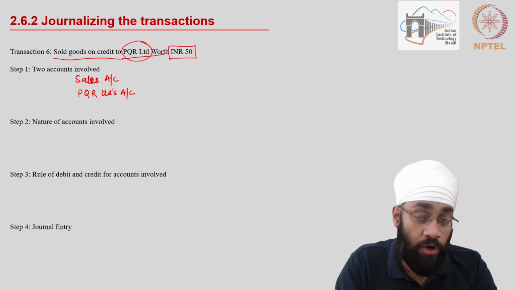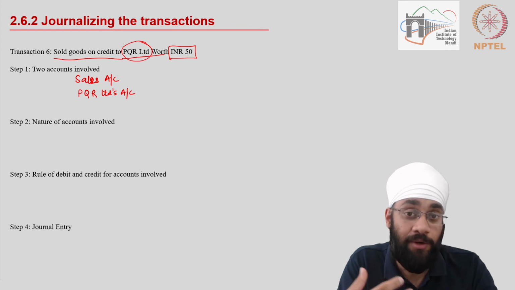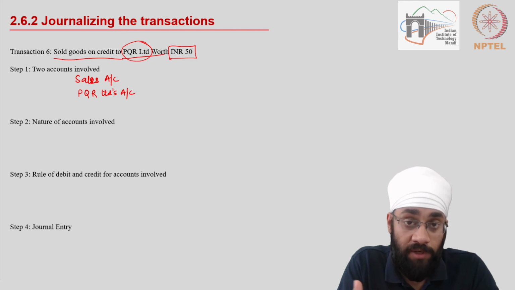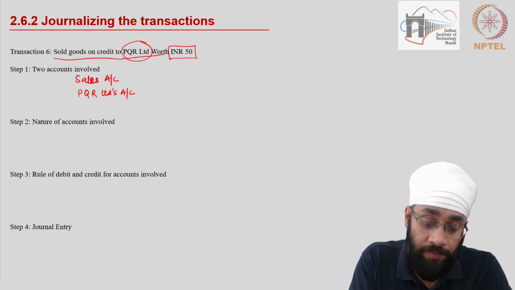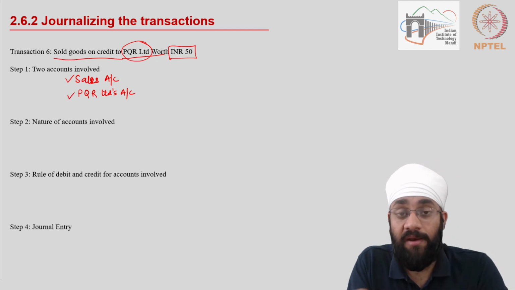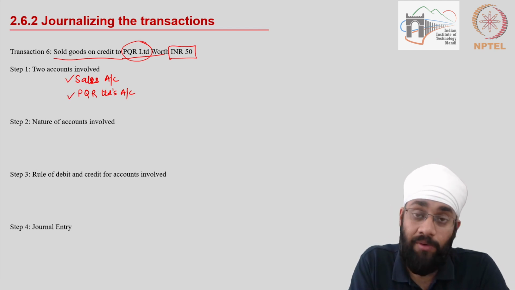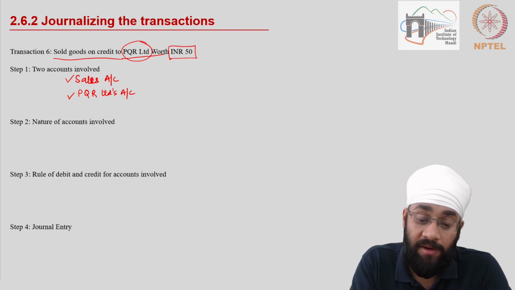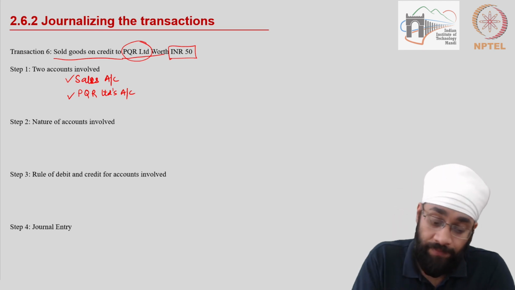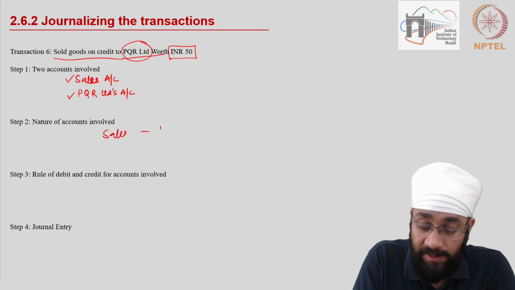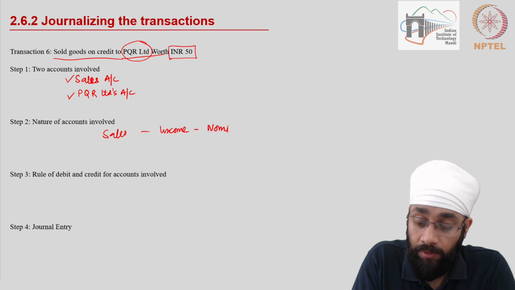So this is how your thought process is expected to evolve. You should be able to identify the accounts involved very quickly with clarity. So sales are happening and PQR is the customer. We are writing in the PQR's account because he has not paid us money, therefore we are not writing bank account or cash account at all. Now sales account is an income, hence it's a nominal account.